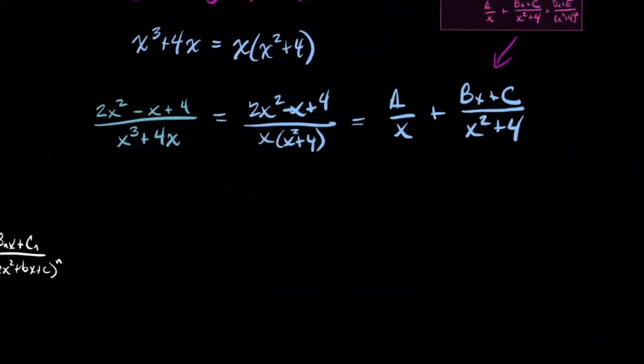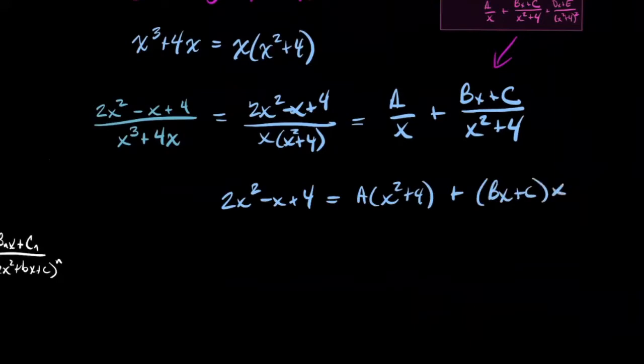All right, so let's multiply both sides by the LCD. And when we do that, we're going to have 2x squared minus x plus 4 is equal to a times x squared plus 4 plus bx plus c times just x. So that would give us ax squared plus 4a plus bx squared plus cx.